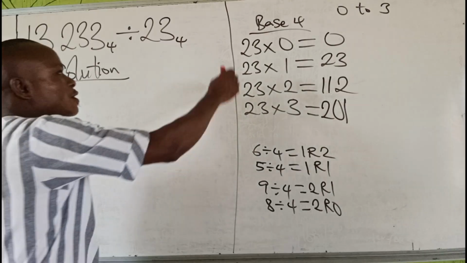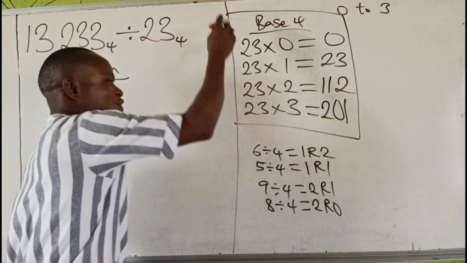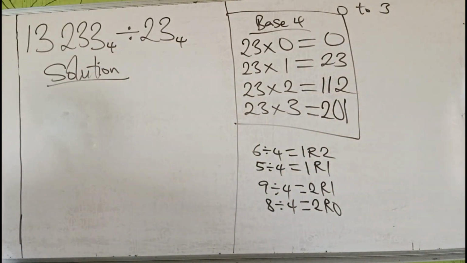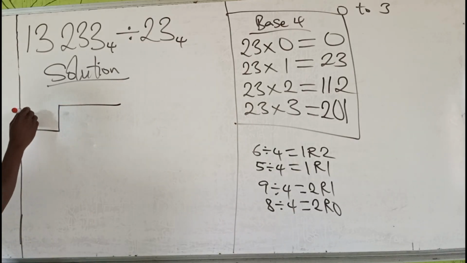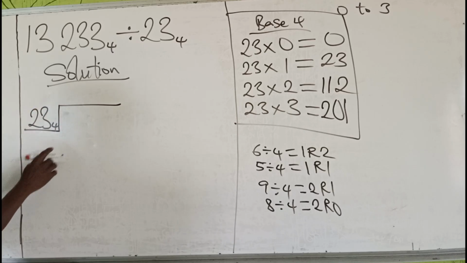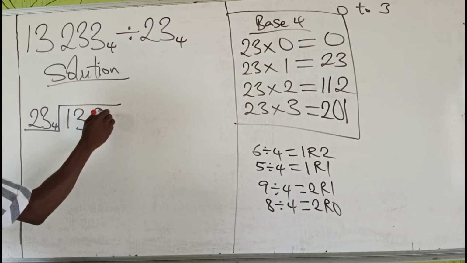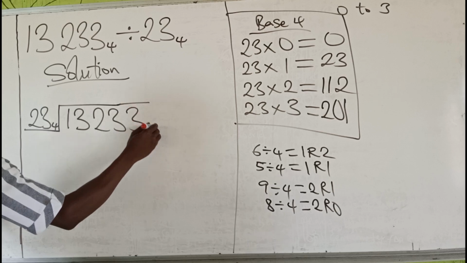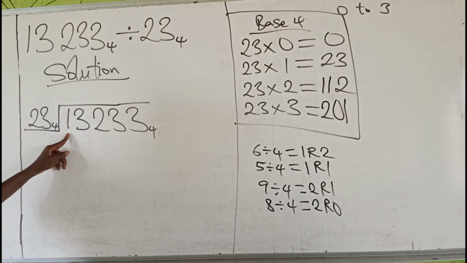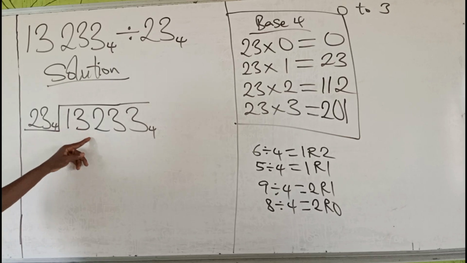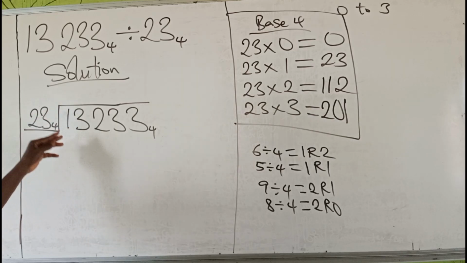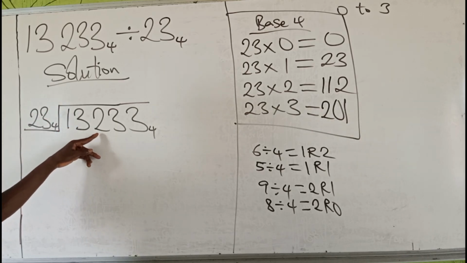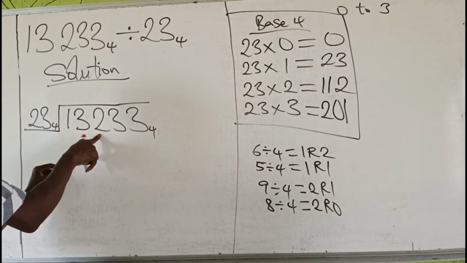Now that we understand base 4 multiplication using 23, we can go ahead and do our division. Now let's divide. 23 in base 4 is dividing 13,233 in base 4. Now, 23 cannot divide 1 because 1 is less than 23. We join the next digit, which is 3. 23 cannot divide 13 because 13 is also less than 23. So we move to the next digit. So we are now having 132.